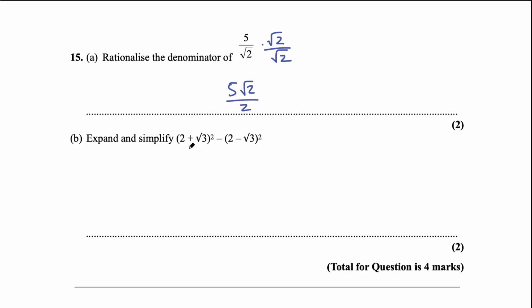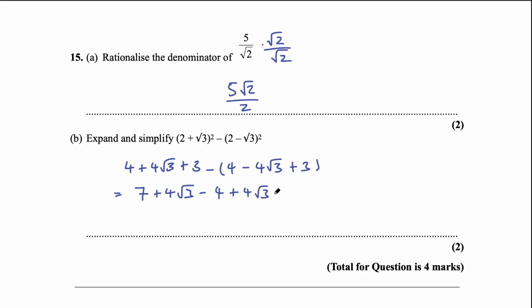Expand and simplify 2 plus root 3 squared, take 2, take root 3 squared. Okay, so we're going to have to expand each one first and then simplify. This will be 4 plus 4 root 3 plus 3. Take 4 root 3 plus 3. So negative root 3 multiplied by negative root 3 would be a positive 3. Then 4 plus 3 is 7 plus 4 root 3. Take 4 plus 4 root 3. Take 3. Remember to expand that negative to every term.